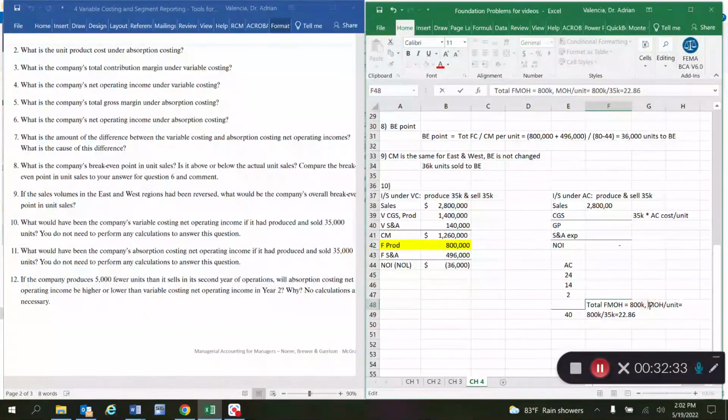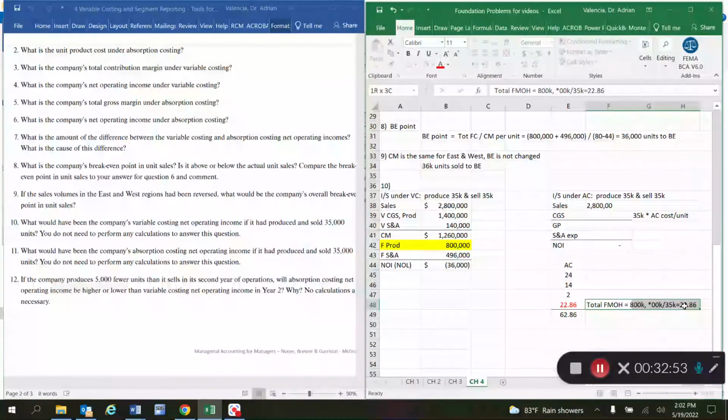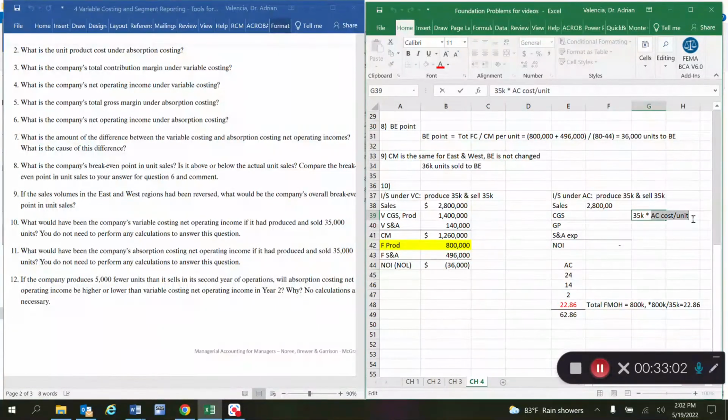Let me bring this back so we can see it. 22.86. So notice that when I produce 35,000 and I sell 35,000, then the cost structure changes, because at this point I'm going to divide the 800,000 by 35,000 units, and what we get is that we need to cost 35,000 times 62.86.